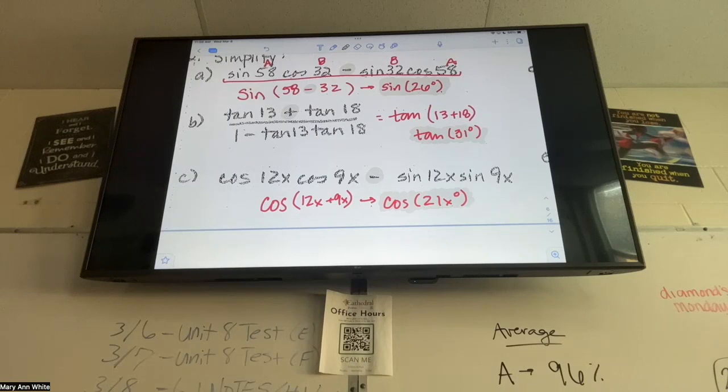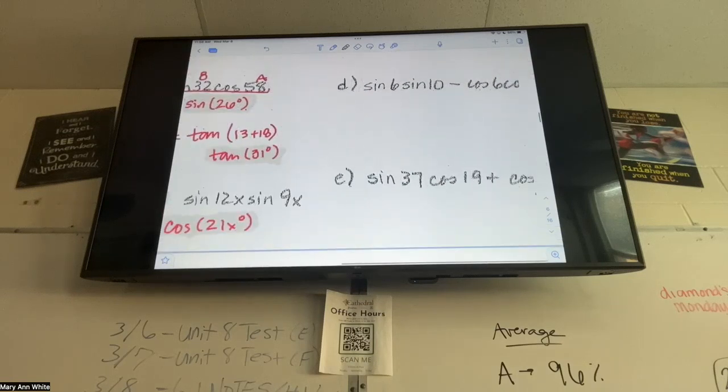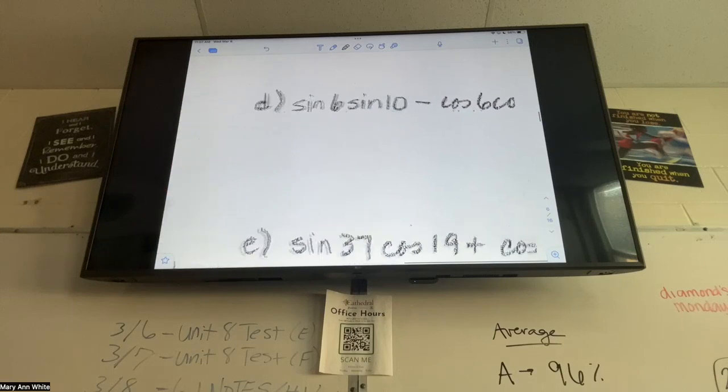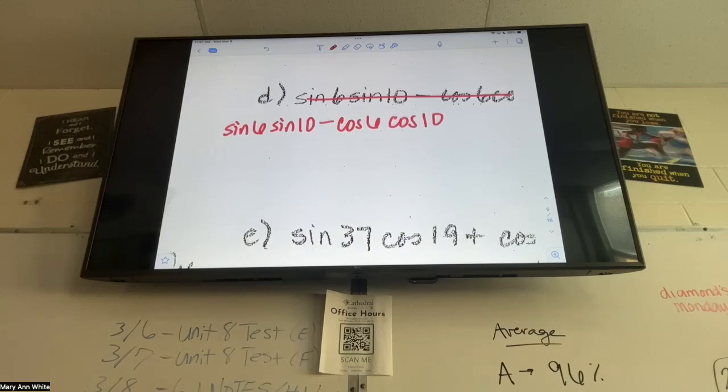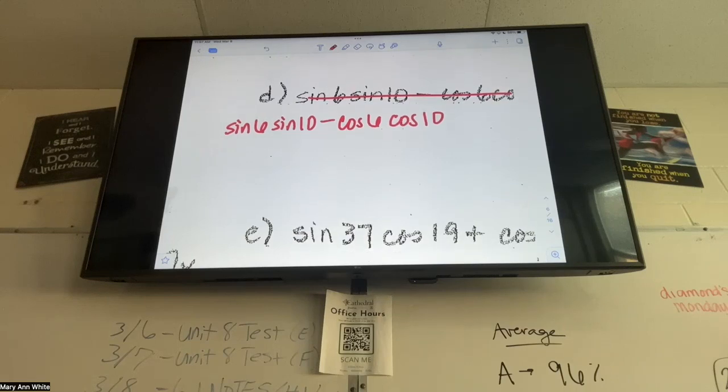All right, let's do the next two. Those two just have some of their parts missing. So this first one says sine of 6 times sine of 10 minus cosine 6 cosine 10. Which one does this one look like? Hint, it's not exactly the same as any of them, but what does it look the most like?